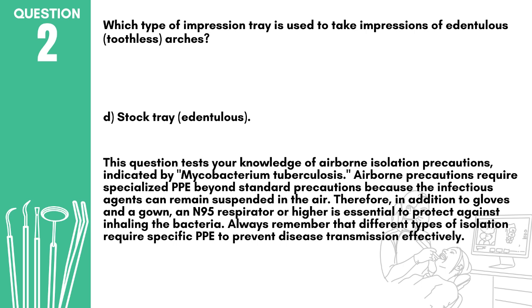Perforated trays are for materials that flow through holes, and sectional trays are for specific parts of the arch with teeth. For example, before making a full denture, the dentist would take a preliminary impression using a stock edentulous tray. Always remember that for toothless arches, you use an edentulous stock tray.